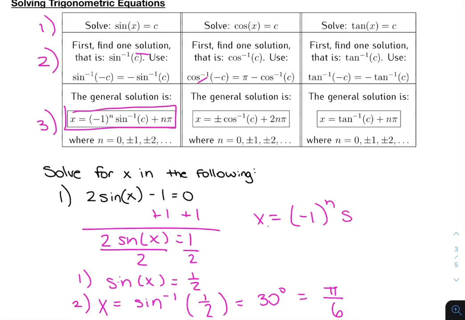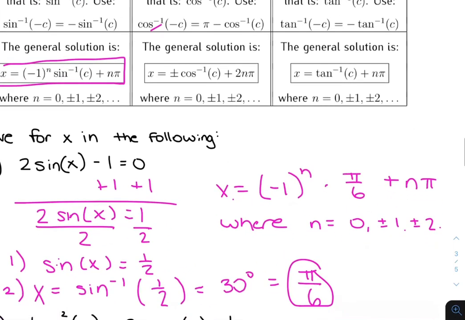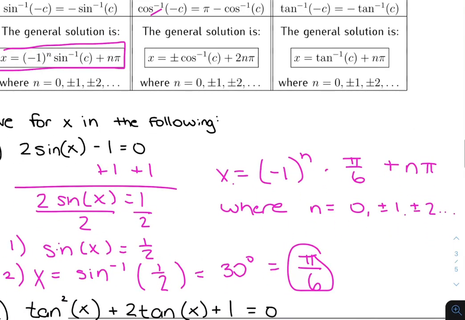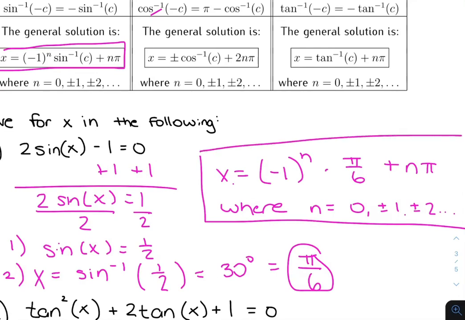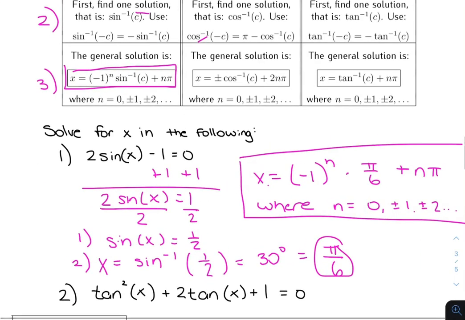Our sine inverse was equal to pi over 6. So that's going to be times pi over 6 plus n pi, where n is equal to 0, plus or minus 1, plus or minus 2, and so on and so forth. So we have this as our final solution. And that's it. That's all we have to do. So it's not too bad. All we have to do is follow these same steps.